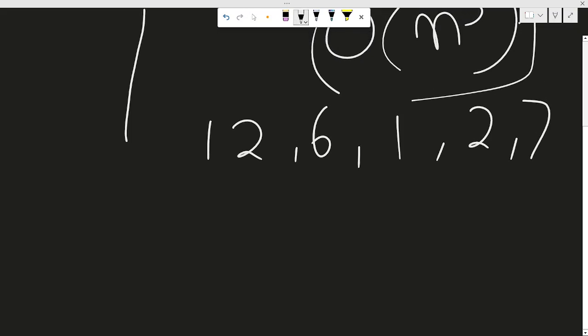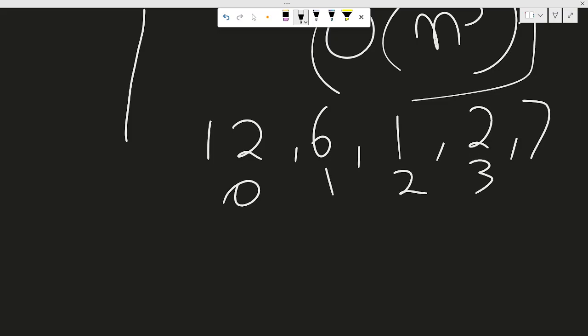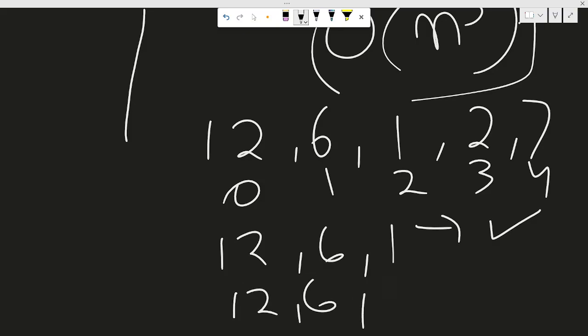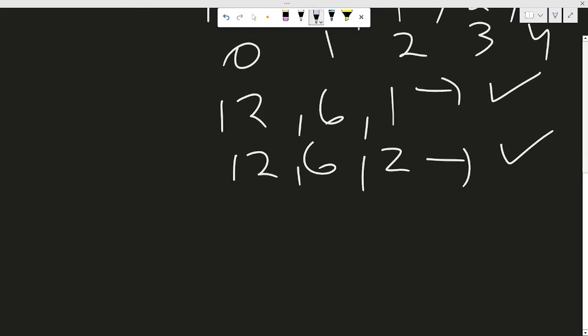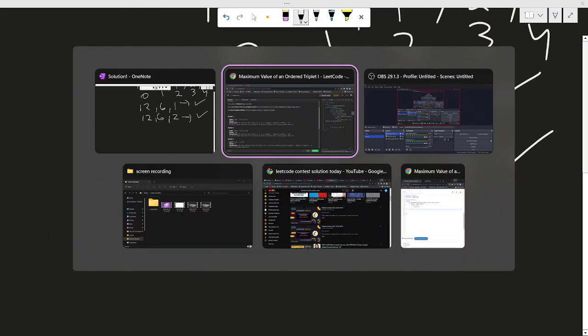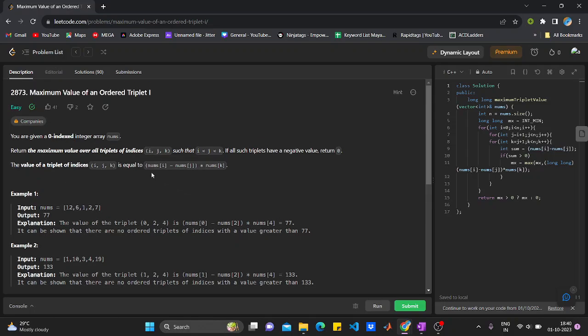So we can do an n cube solution. We can make a brute force solution where we would travel through each of the triplets, like 12, 6, 1. We would see what value it gives. Then we would go to 12, 6, 2, and then we'll go to 12, 6, 7, and we would see which would give the maximum value. This is the expression for which we would be requiring the maximum.